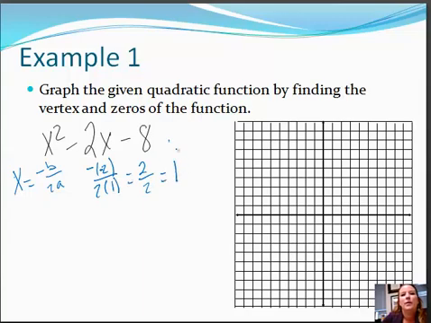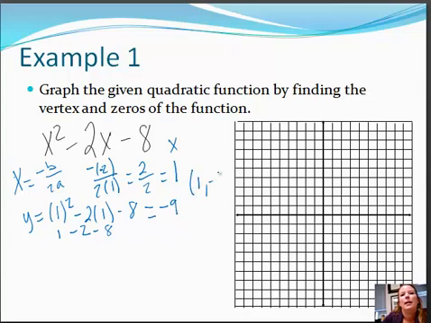Now remember, once you know this is your x, you have to find your y. So we can say that y is equal to 1 squared minus 2 times 1 minus 8. All I did was take this 1 and plug it in for the x's. Alright, so if I multiply that out, 1 squared is 1, minus 2 minus 8. 1 minus 2 is negative 1, minus 8 would be negative 9. So my vertex is at 1 and negative 9.